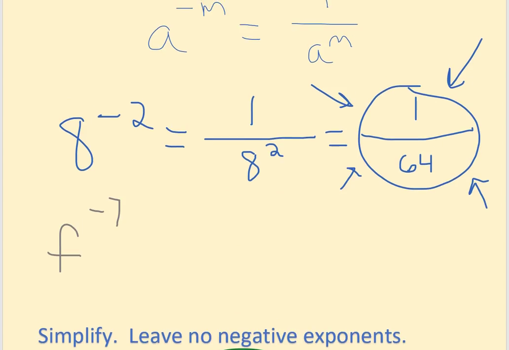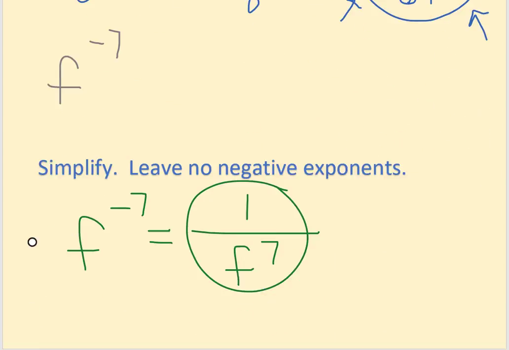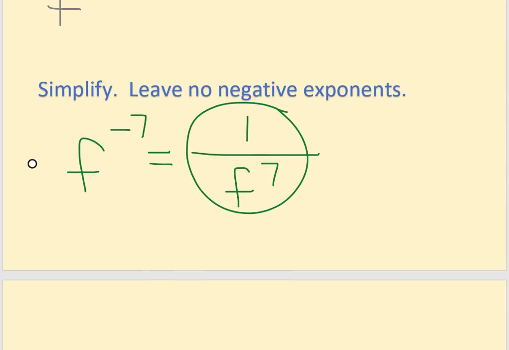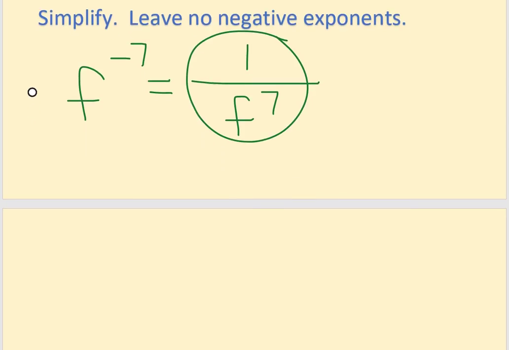It's just instead of a number, we used a variable, saying any number raised to the negative 7 is going to be 1 over that number raised to the 7th power. Okay? Again, notice nothing about that is negative. All right.